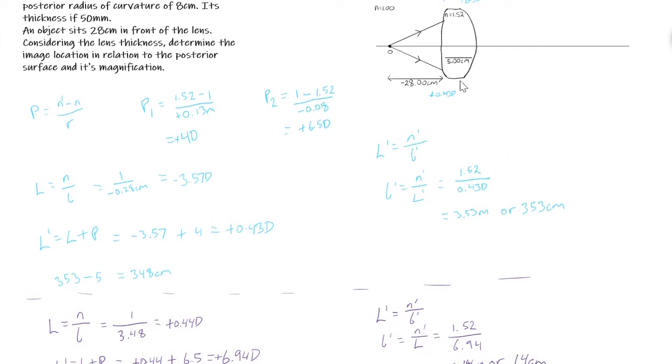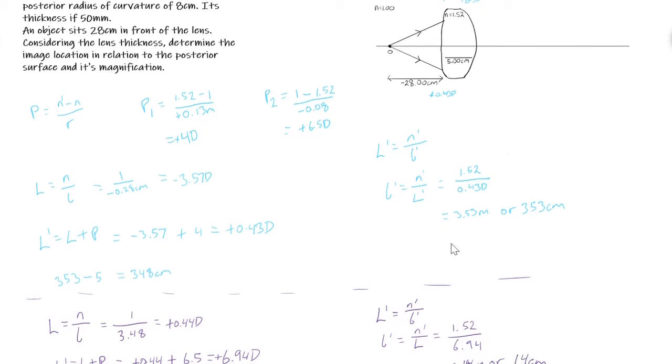So the entire system, when we look at it, when we take into consideration our anterior surface and the image distance that gave us, and then we used it in considering our thickness, and then into the posterior surface, we get our image. Our final image distance is 14 centimeters.